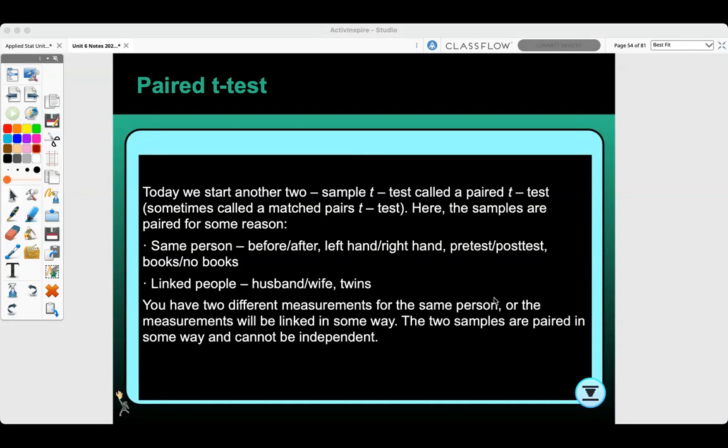Today we are going to look at a paired t-test. Today we start another two-sample t-test called a paired t-test, sometimes called a matched pairs t-test. Here the samples are paired for some reason.